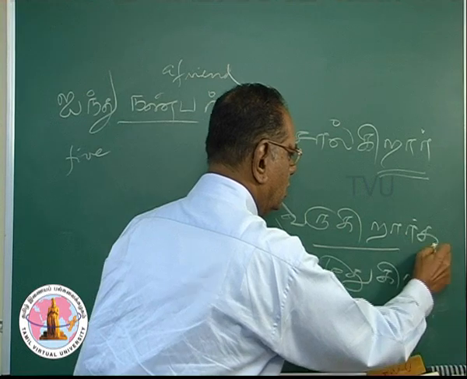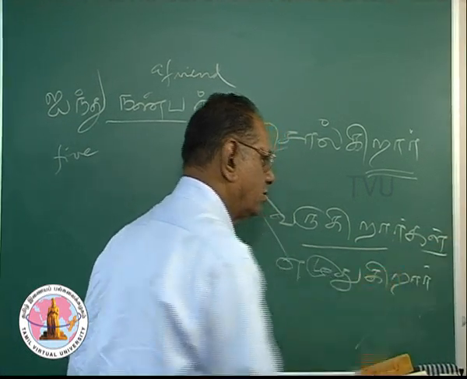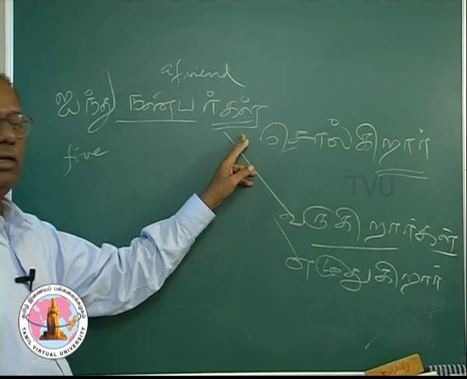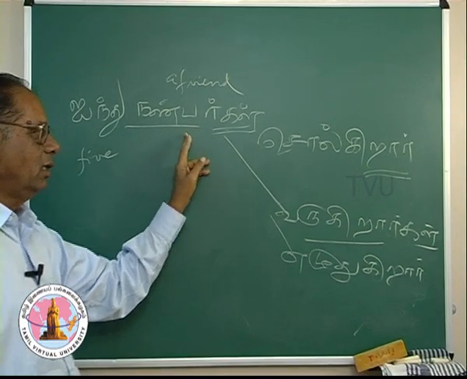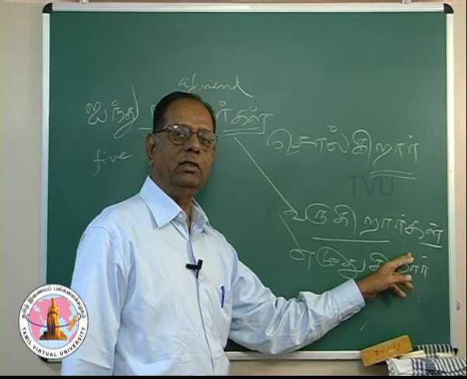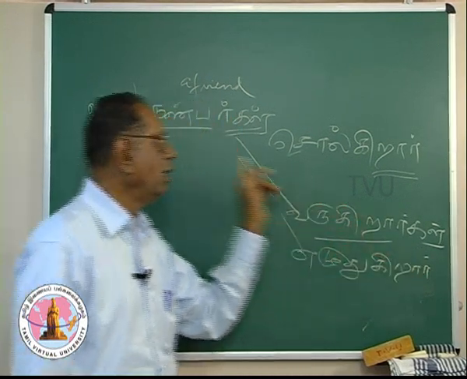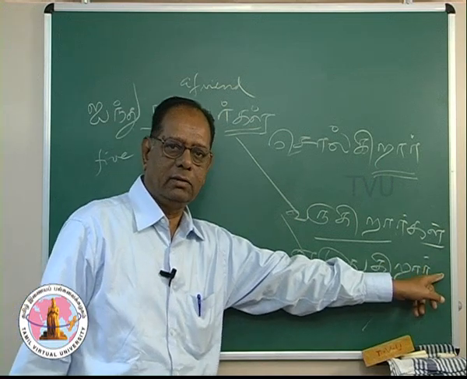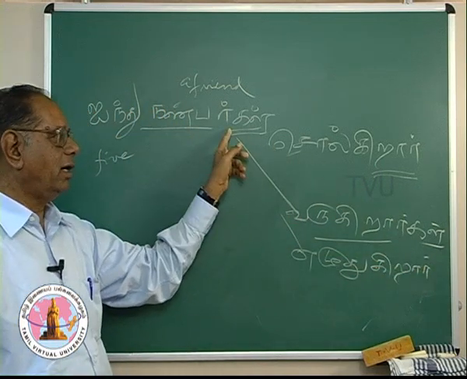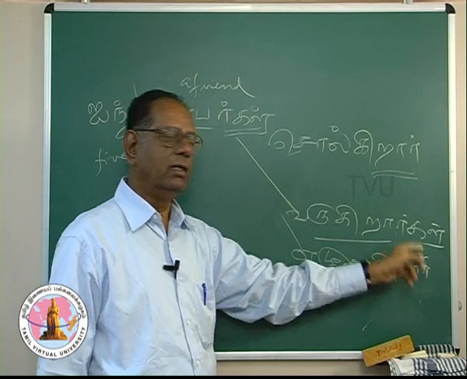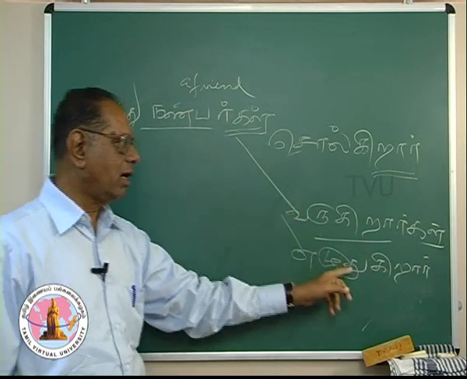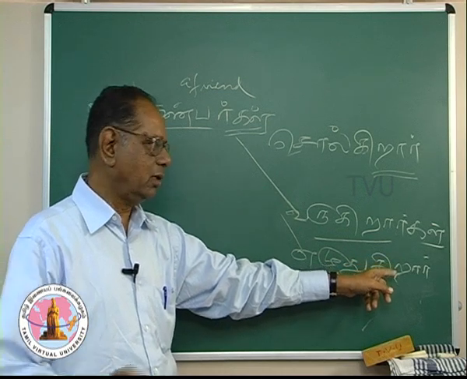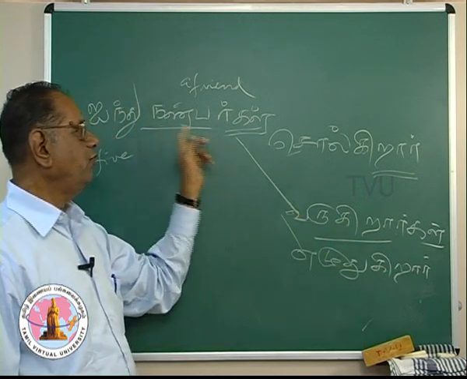Naturally, this takes the plural suffix. Here we have added the plural suffix to the noun, and naturally it must be added to the verb also. நண்பர்கள் வருகிறார்கள். ஐந்து நண்பர்கள் வருகிறார்கள். 5 friends come. I am not going to the continuous tense.